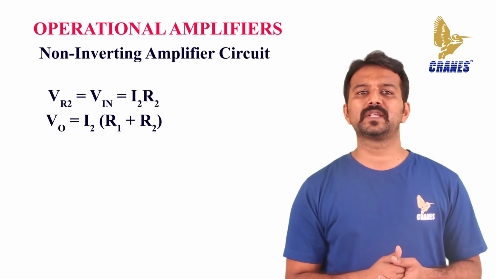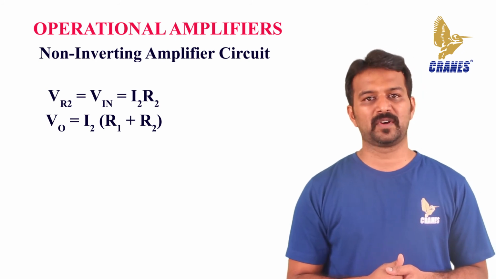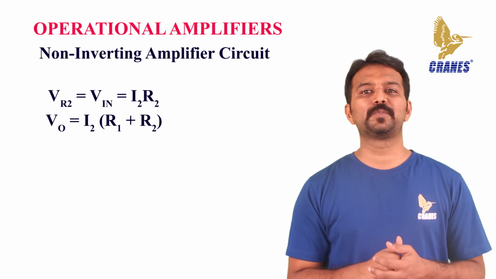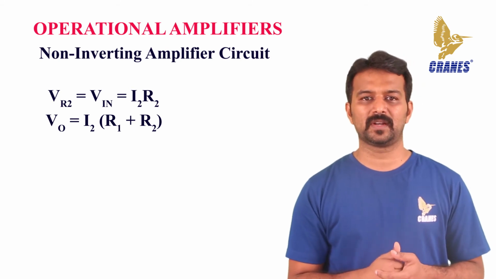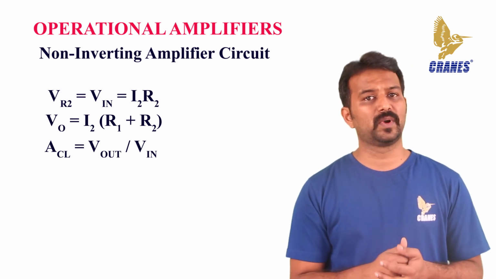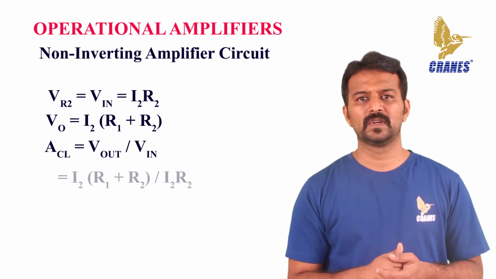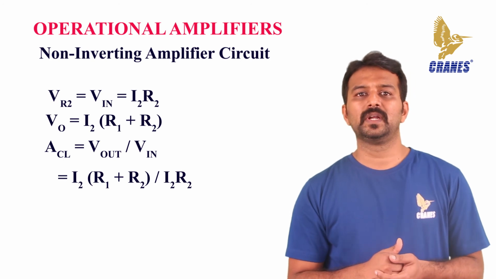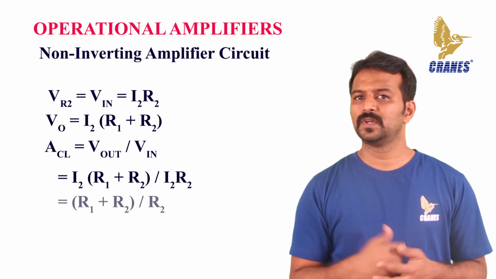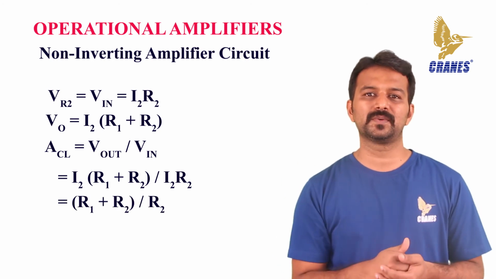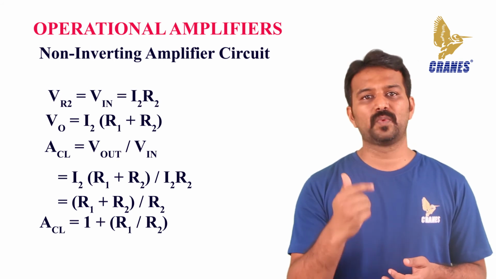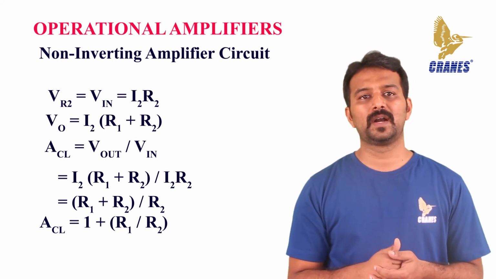So let's look at the voltage gain of a non-inverting operational amplifier. From the above equations of Vin and Vout, the closed loop voltage gain of the non-inverting amplifier can be calculated as ACL equal to Vout by Vin, which is equal to I2 into (R1 plus R2), the complete thing divided by I2 R2. So which is equal to (R1 plus R2) divided by R2. So we can write ACL as 1 plus R1 by R2.